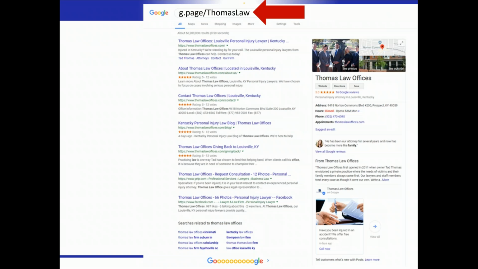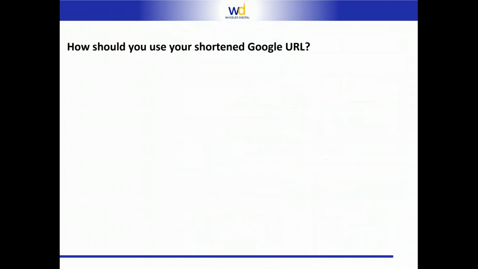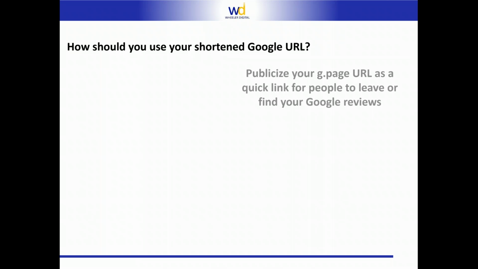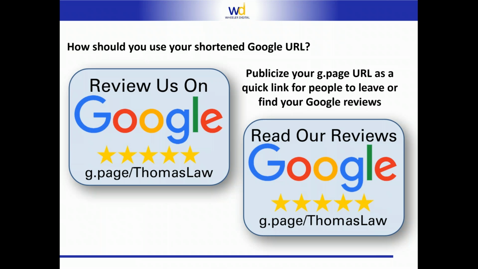So you might be saying, okay, cool, but how does this benefit me? What can I do with it? How should you use that shortened Google URL? Our best practice is for Google reviews. Everybody is all about getting Google reviews, positive reviews. So now you can actually have something in your location that says, review us on Google. Actually give your customer the address to go to. In this case, if they wanted to review Thomas Law, you could tell them, go to g.page/Thomas Law.